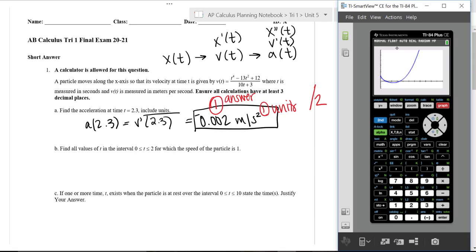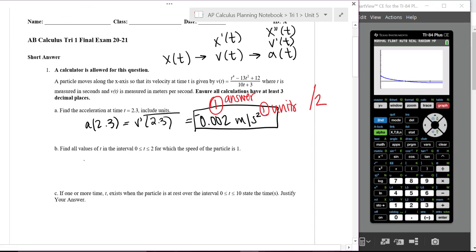If I were looking at this graph, this would be my cutoff line, so I'm only looking from 0 to 2. If you want, you can change that x scale. Let's go to window and make x max like 2.5 or 3 to give us a nice zoom. We're looking for the speed of the particle to be 1. Now I know that speed is the absolute value of velocity. So s of t equals 1 when v of t is plus or minus 1.